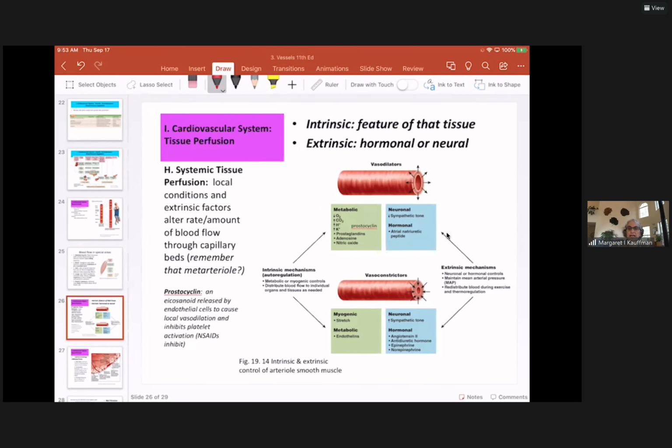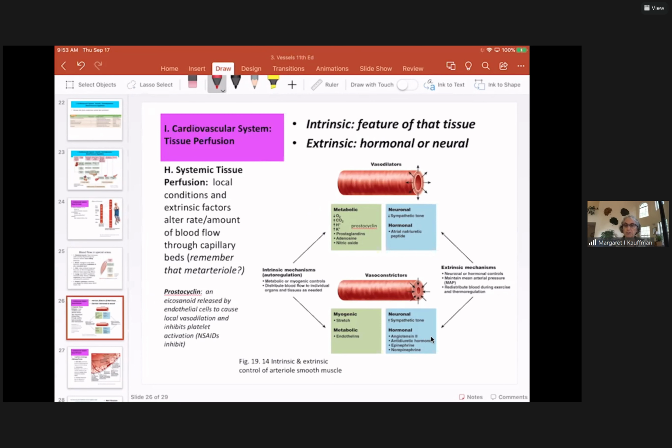So what do we have on the dilator side? Well, we can just decrease the amount of sympathetic. There's no parasympathetic innervation, so we could just decrease that. Or in cases when blood pressure is very, very high, you might be releasing ANP, and that will cause dilation.